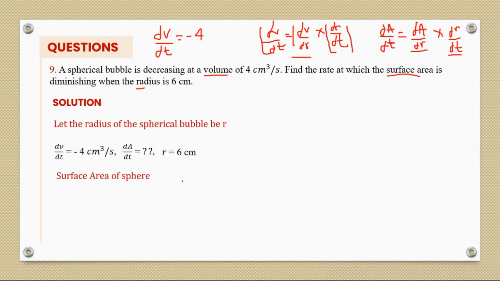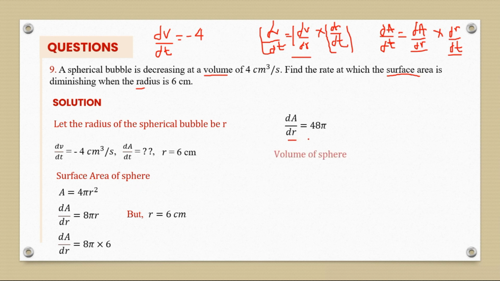So first of all, the surface area of a sphere, the formula is A equals 4πr squared. So dA/dr should actually be equal to 8πr. But we know that r is 6 centimeters, so that means that dA/dr should be equal to 8π times 6, which is 48π. So now that is dA/dr. So now we know that.